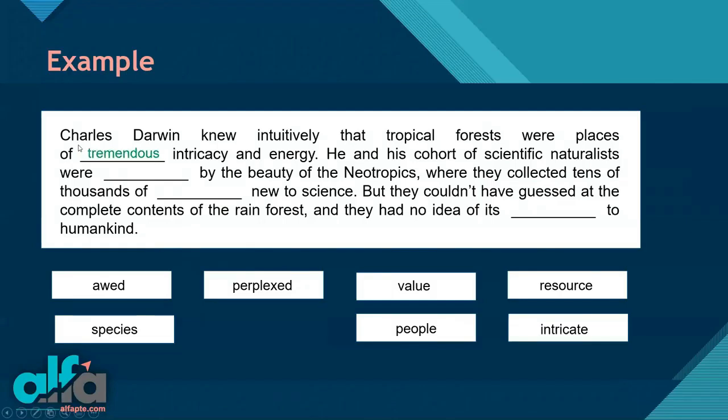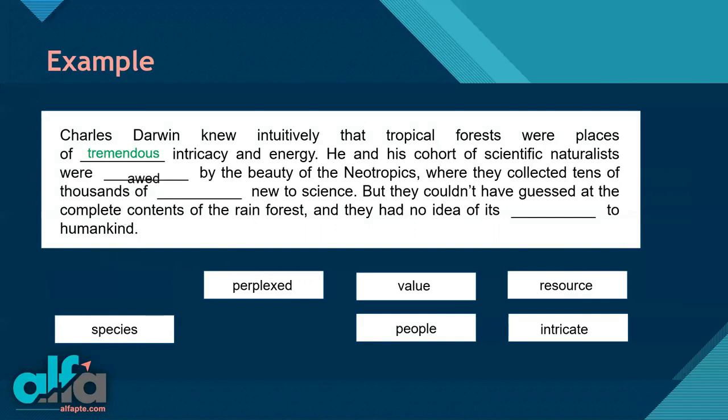Always answer the easy ones first. So let's start with places were of dash, intricacy and energy. So before a noun, you need something like an adjective. So tremendous. So that's the thing. Now, he and his cohort of scientific naturalists were dashed by the beauty. If you look at something really beautiful, you always feel good about it. So what is that word that goes with beauty? With were, you only have two options. Either it is odd or it is perplexed. Perplexed means when you're confused, when you're puzzled. So it doesn't make any sense. So it's odd. Odd means you feel good. Wow, oh, like that kind of thing.